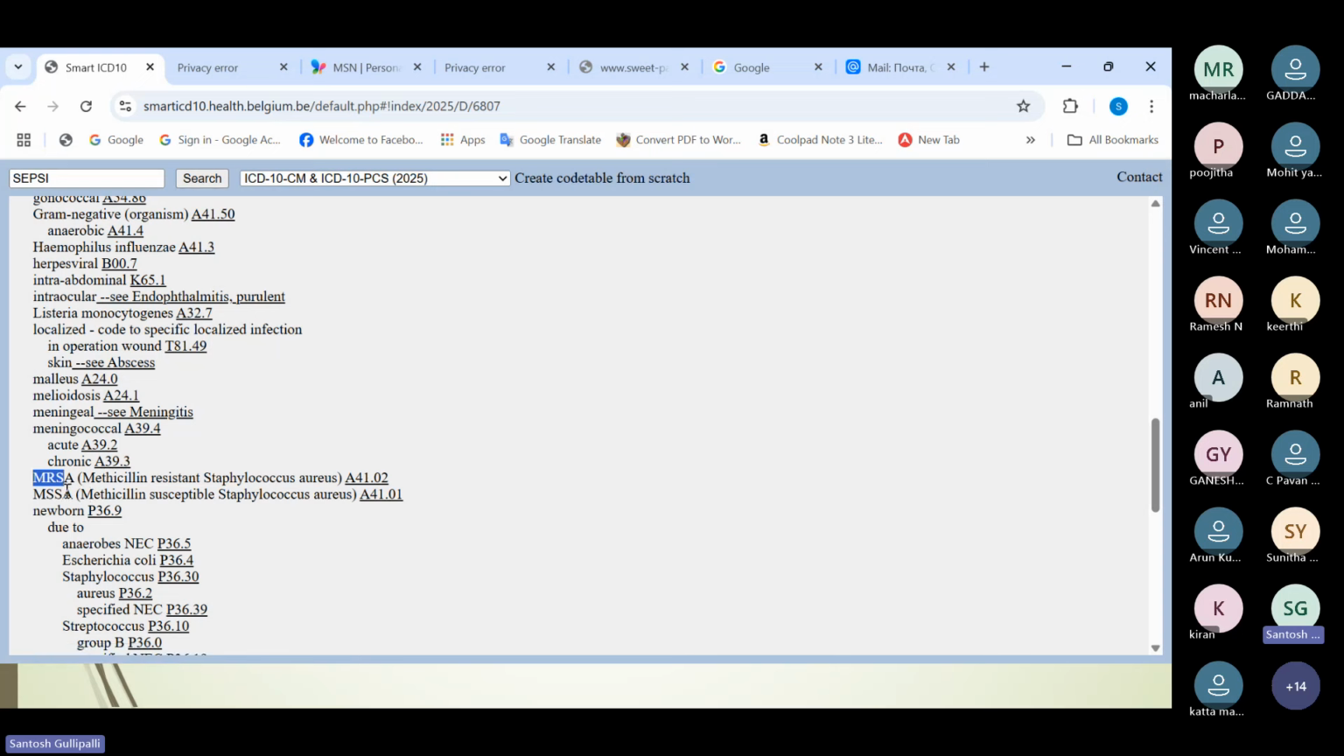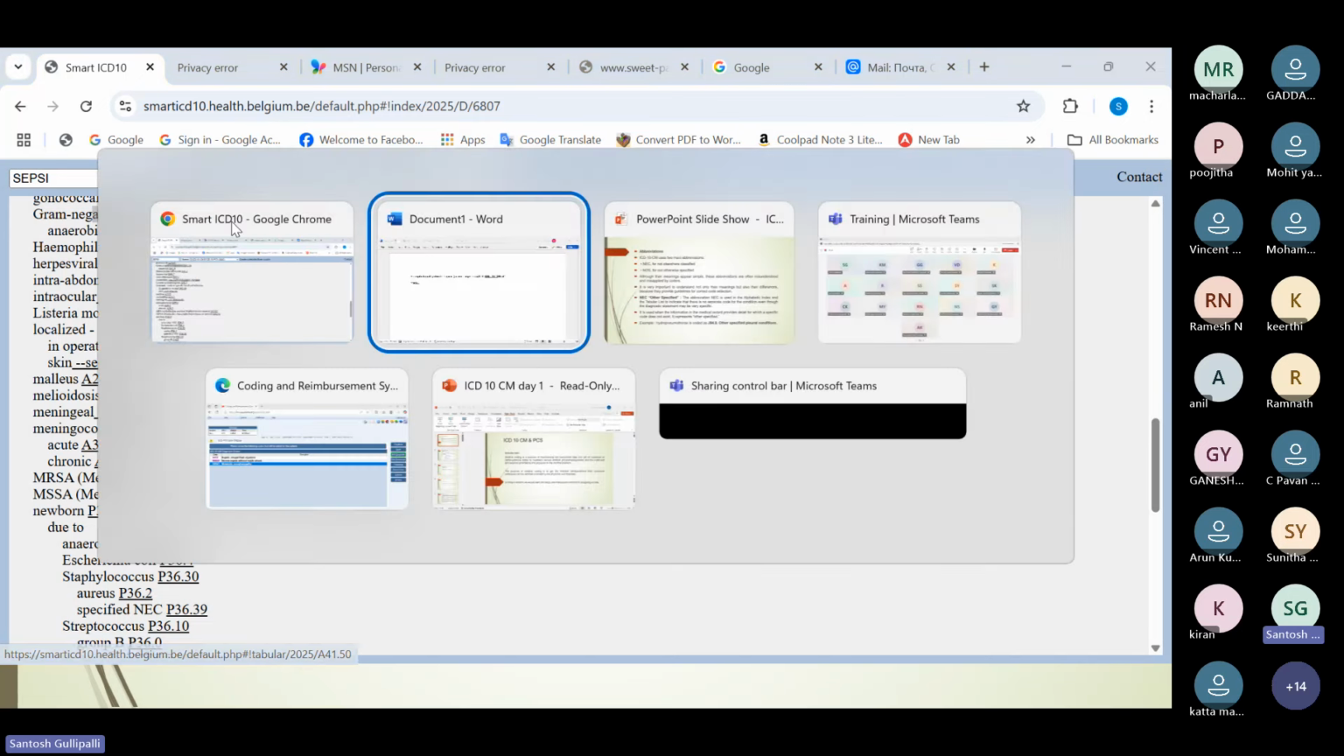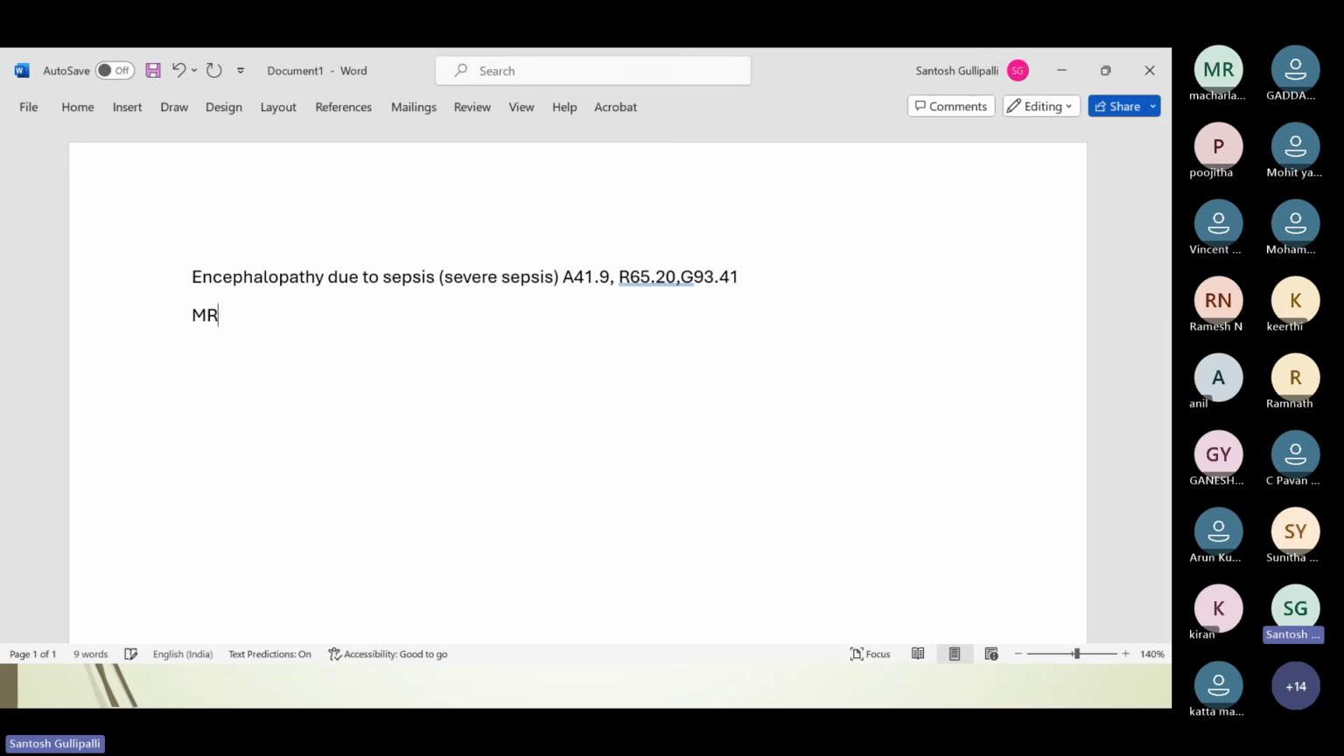For example, the physician documented MSSA sepsis. That time the code is A41.0. For example, the physician documented gram negative sepsis. That time the code is A41.50. But the physician documented gram positive sepsis.